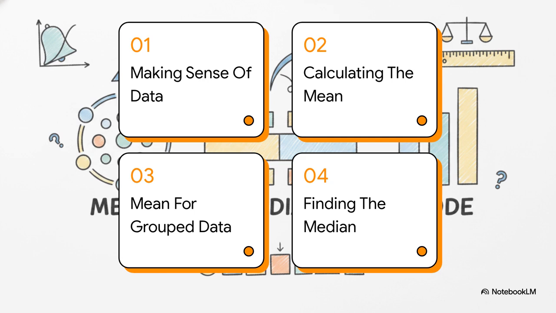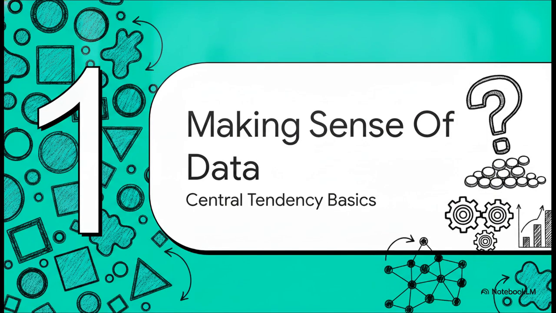We'll start with making sense of data, then calculate the mean, tackle the mean for grouped data, and wrap it all up by finding the median. Let's get right into it. Part 1. Making sense of data. You see, our very first step is understanding the core problem here.